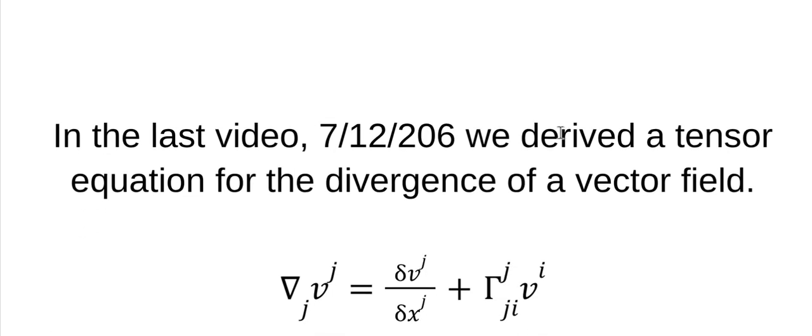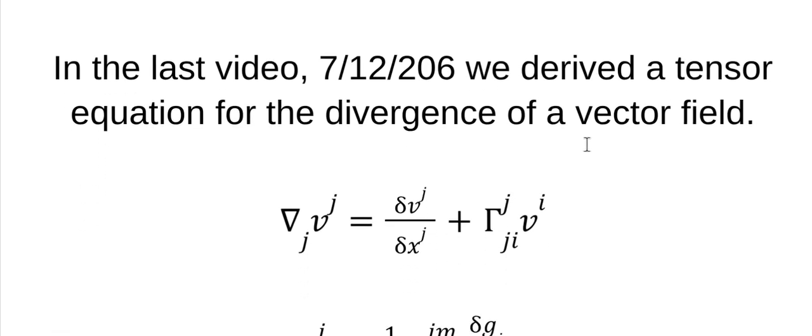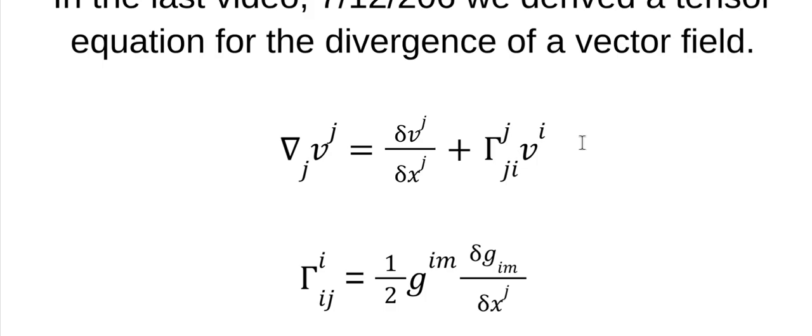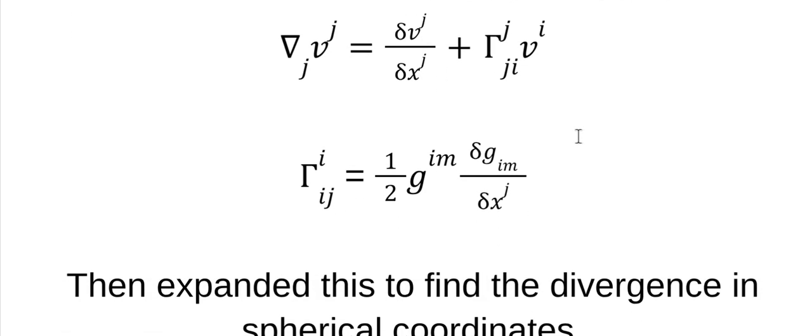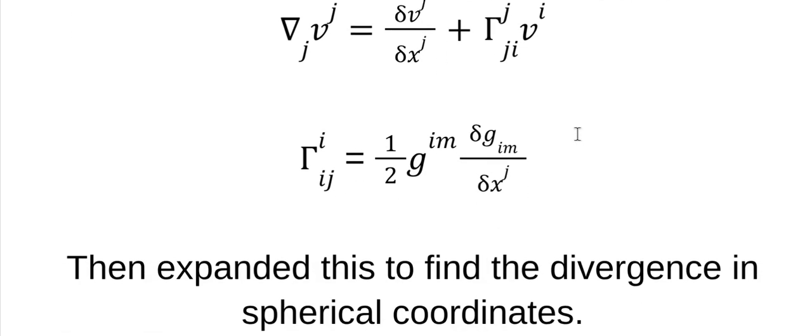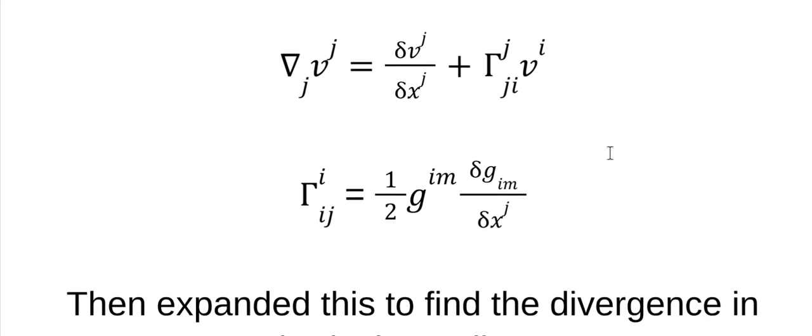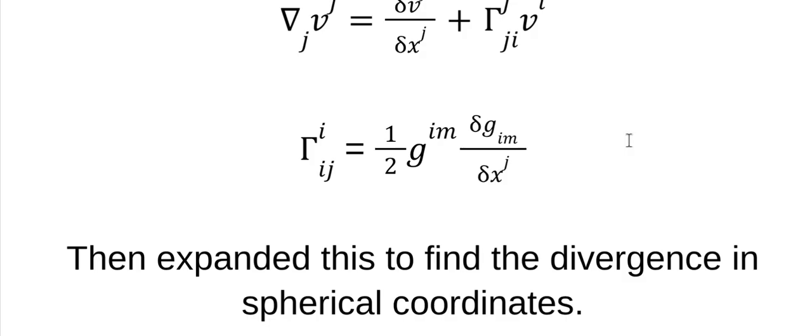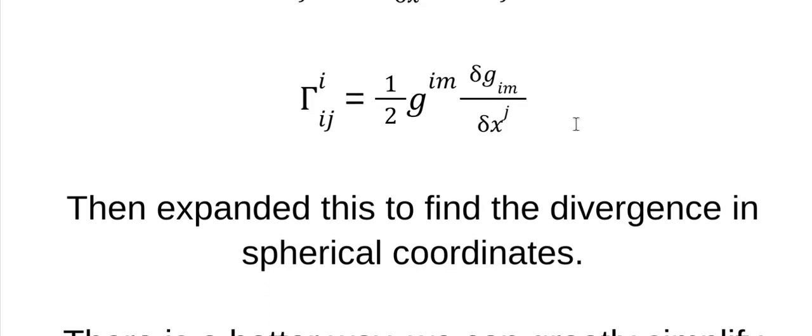It looked like this. Okay, and the Christoffel symbol was reduced to this. Then we expanded this to find the divergence in spherical coordinates, and we said, "Oh, that was a lot of work. There's 3 terms of this and 9 terms of that, so there's 12 total terms we had to go through here." So we said, "Oh, there's an easier way to do this, right?